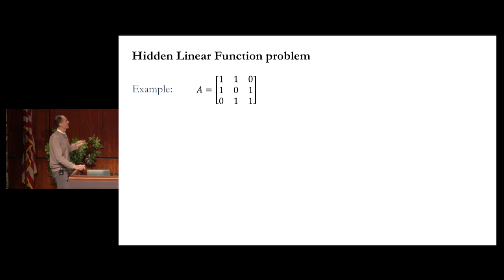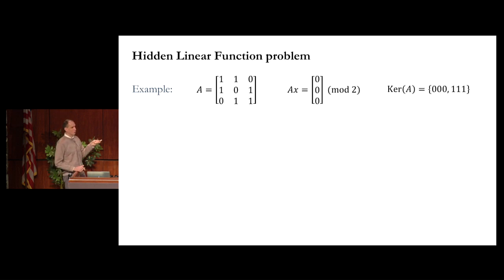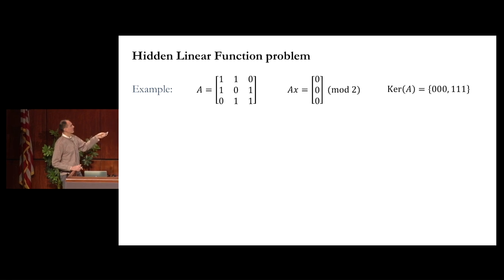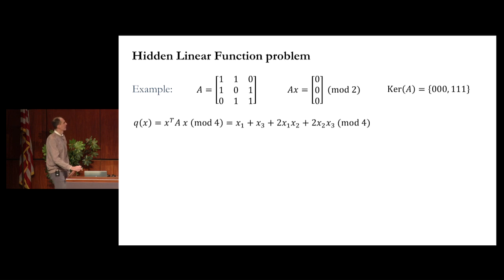Now let me just illustrate this by example. Suppose we have three variables, and we have this symmetric binary matrix. What is the null space of A? Well, we have to solve this system of equations. It's not hard to check that the null space consists of the all-zero vector and the all-one vector. The quadratic form associated with A would be given by this equation. This x1 and x3 come from diagonal matrix elements. And because x are binary variables, x1 is the same as x1 squared.